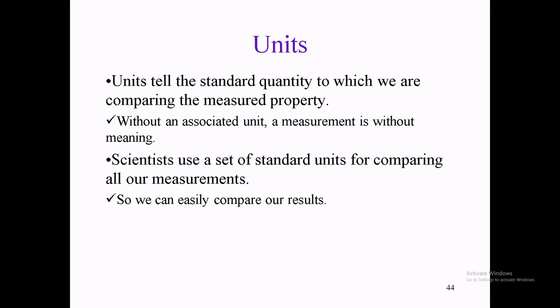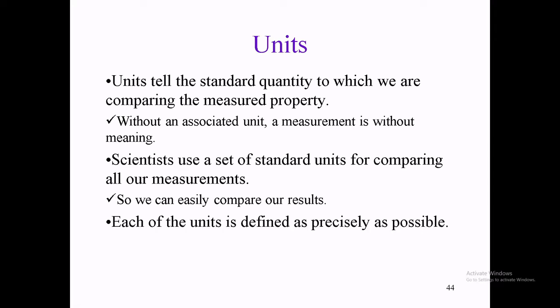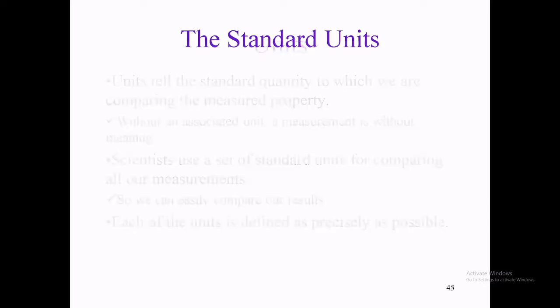Scientists use a set of standard units for comparing all our measurements. There are many different units out there, different unit systems. It's really best that we confine ourselves to using a certain set of units. That way we don't spend all our time trying to figure out what the other people are trying to talk about. We can easily compare our results. Each of the units is defined as precisely as possible. So we want to have a really good standard for what each one of the units is. That way we know that we're all talking about the same thing.